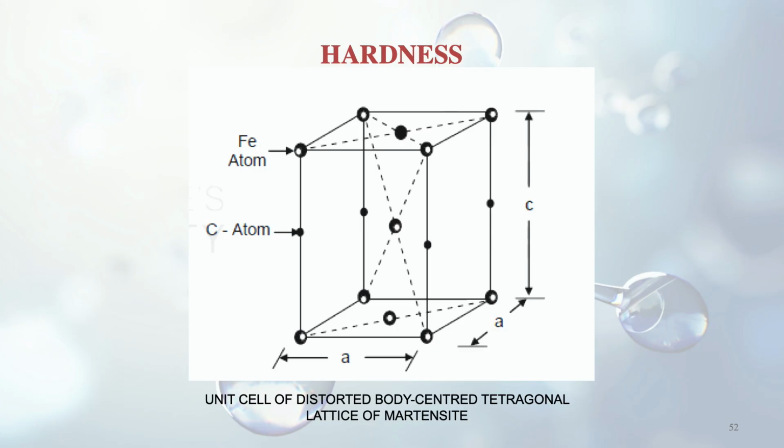So you can see here the unit cell of the distorted body-centered tetragonal lattice of martensite. One length is given by C and the other length is given by A. So A and C are no longer equal, and you can see the Fe atom, the iron atom, placed at the ends of the edges, and the carbon atom in between two iron atoms on one of the edges. So this is causing the distortion. The length changes and it is no longer a cubic structure, but a tetragonal lattice.